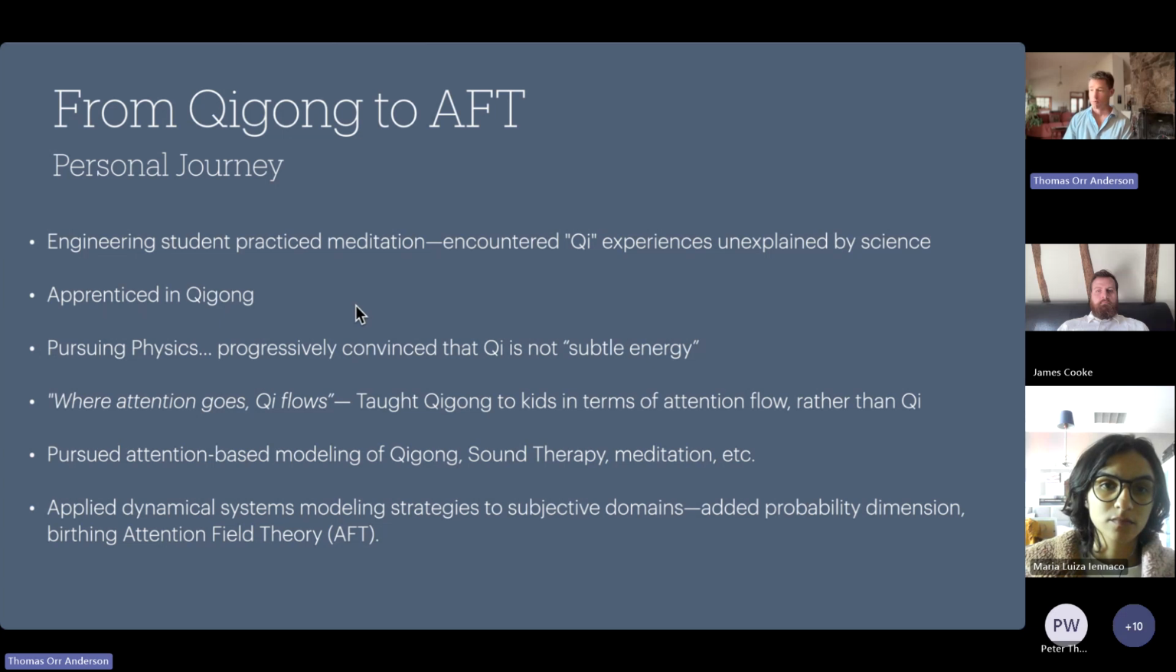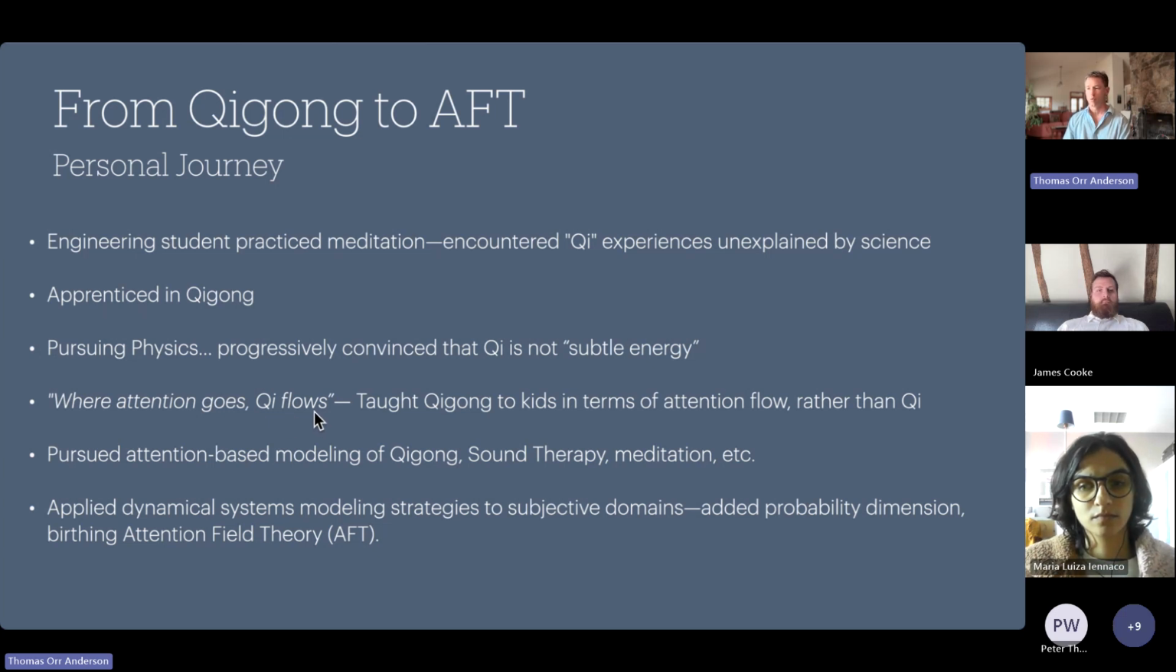I became a devoted apprentice of a Qigong master. I got very deep into it while simultaneously studying physics. I became convinced that qi is not energy. It just doesn't fit with what energy means. There's a common saying in Qigong: where attention goes, qi flows.